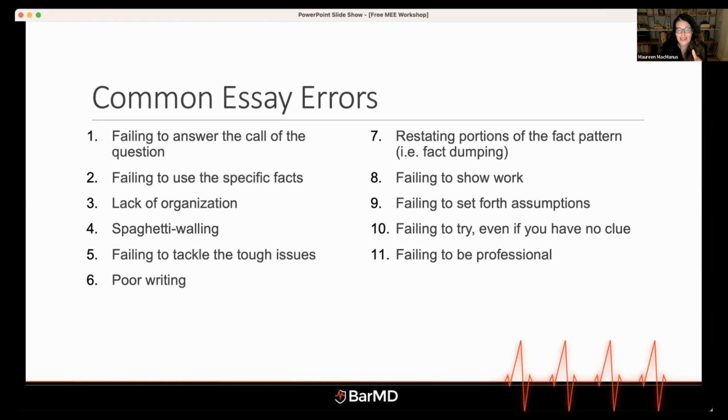3, lack of organization. That goes back to what I said earlier. Organizing is just a baseline. It needs to be well organized so that we can see if your analysis is there. So you need to make sure at the outset that you're good at organizing.